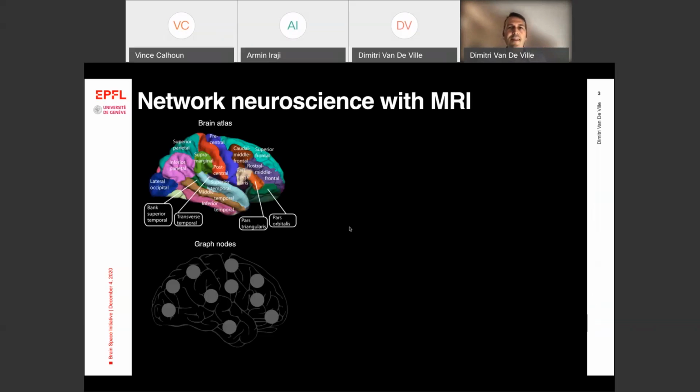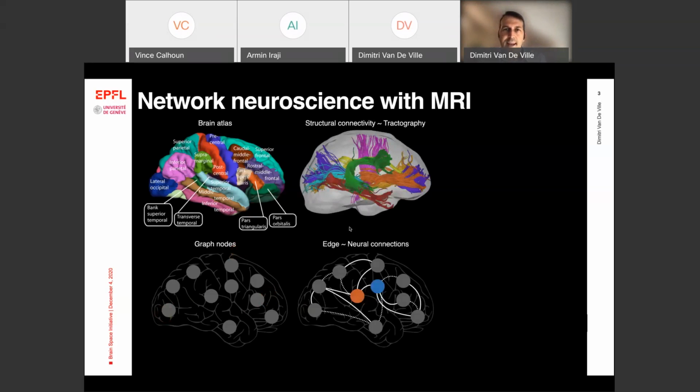Okay, so let's quickly set the stage. So network neuroscience has been tremendously successful the last 15 years. And if I summarize it almost a bit like a cartoon, we always start off typically with our favorite brain atlas. That's defining the nodes of our graph, and then we need to come up with a way to get the edge weights.